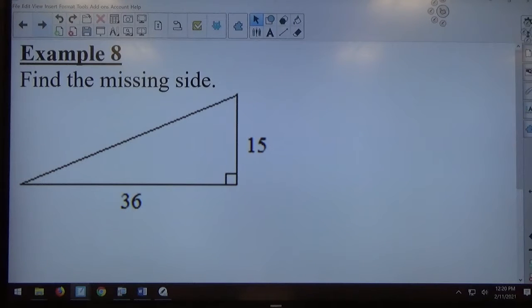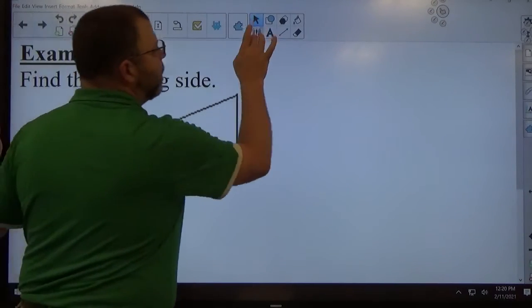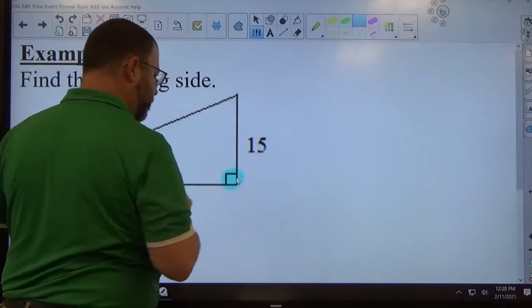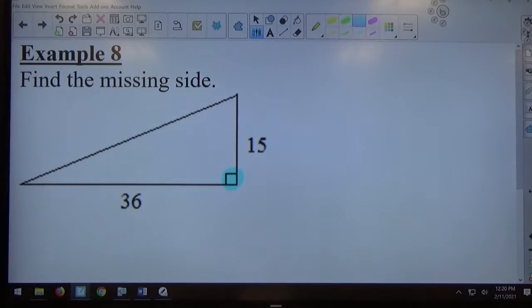Examples 8 and 9 both involve the Pythagorean theorem, right triangle. Anytime you see a right triangle, the requirement to use the Pythagorean theorem is a right angle. In this chapter, we're going to be solving right triangles, which involves finding the missing sides and missing angles. For today, we're just going to be finding missing sides with the Pythagorean theorem.